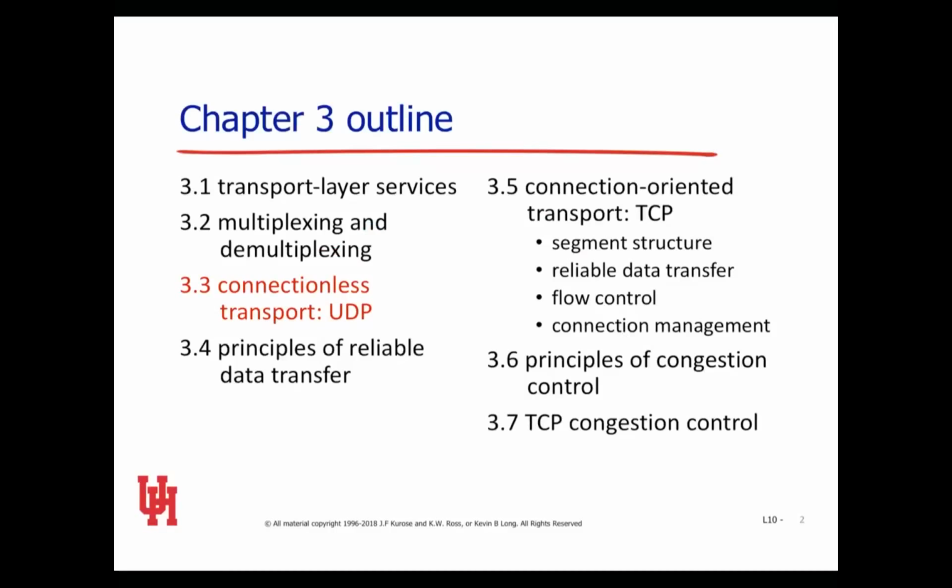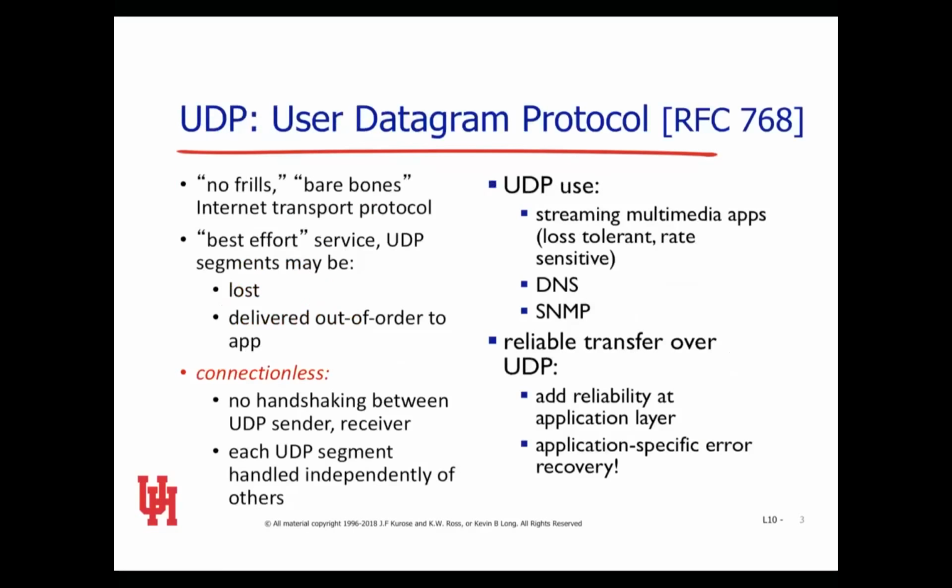So we'll start with connectionless transport. We'll get pretty quickly to UDP, and then we'll move on to some other things. So UDP is a bare bones protocol. So things can be lost or delivered out of order. It's also connectionless, so there's no handshaking. That makes it faster, and each UDP segment is handled completely independently of the others. So no one even knows what the right order is, let alone that something arrived that way.